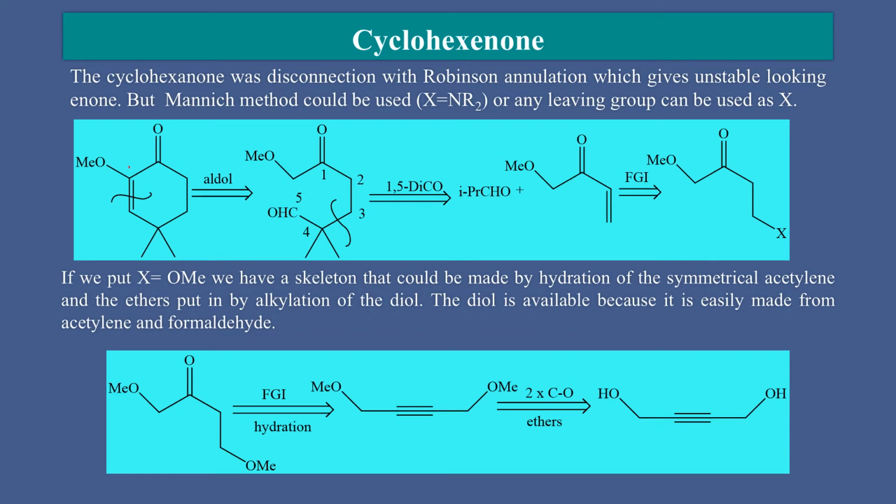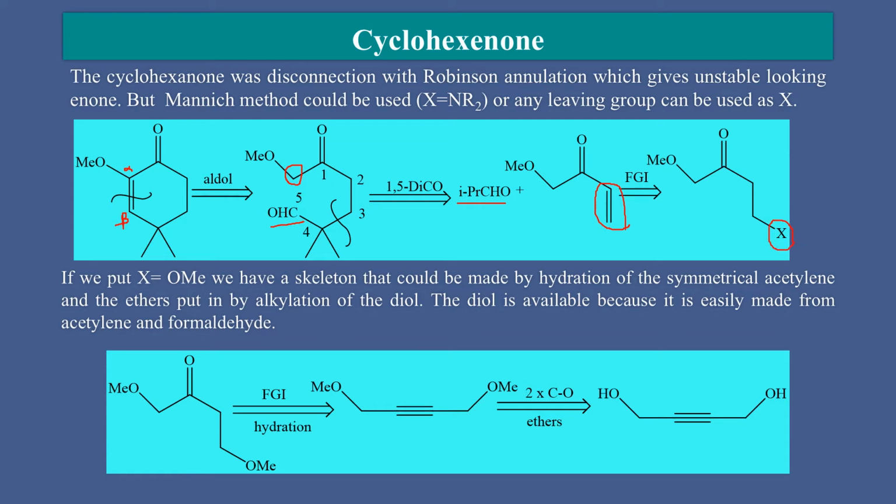Here it is an alpha beta unsaturated carbonyl compound. An alpha beta unsaturated carbonyl compound is obtained by aldol condensation. When this double bond is disconnected, we get aldehyde and active methylene. Here is a 1,5 relationship, so it is prepared by Robinson annulation. For this purpose, we have isopropylaldehyde and an alpha beta unsaturated carbonyl compound, which gives conjugate addition. And by further using FGI, this double bond is converted into this X or leaving group.